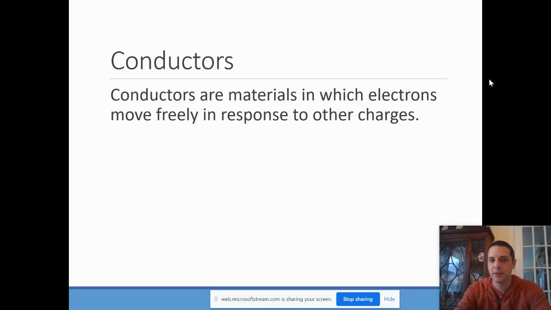Conductors are materials in which electrons are free to move in response to other charges. So because like charges repel or dissimilar charges attract each other, charge is always looking to move one way or another. So there's certain materials which allow charge to move through it, namely electrons, very easily. And you probably recognize the fact that most good conductors are things that are metal.